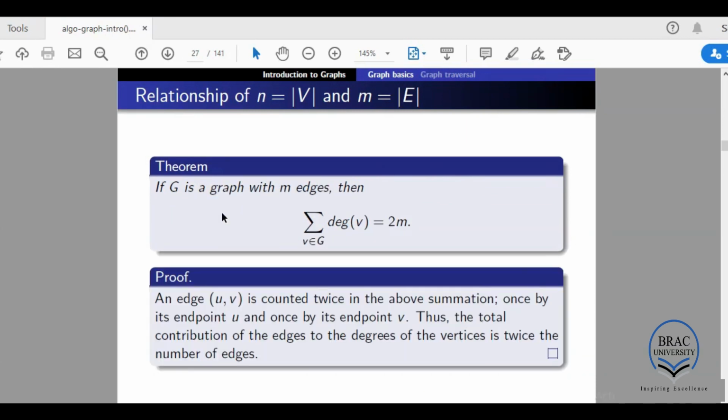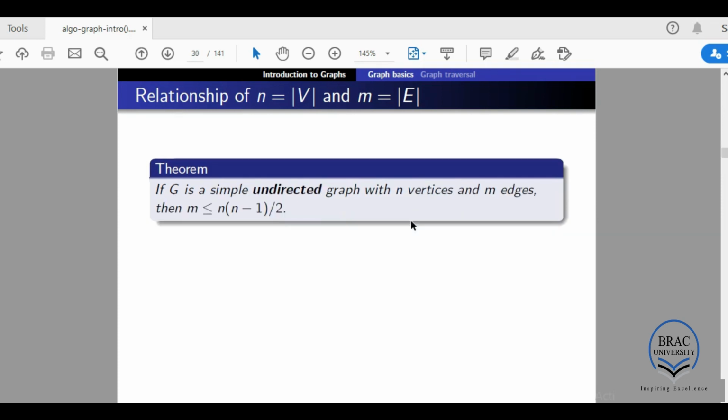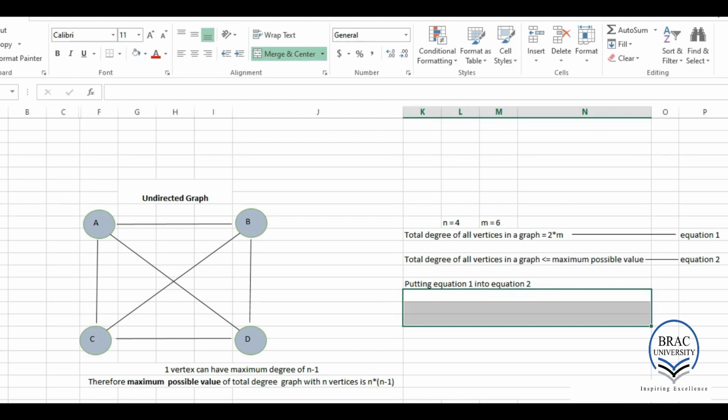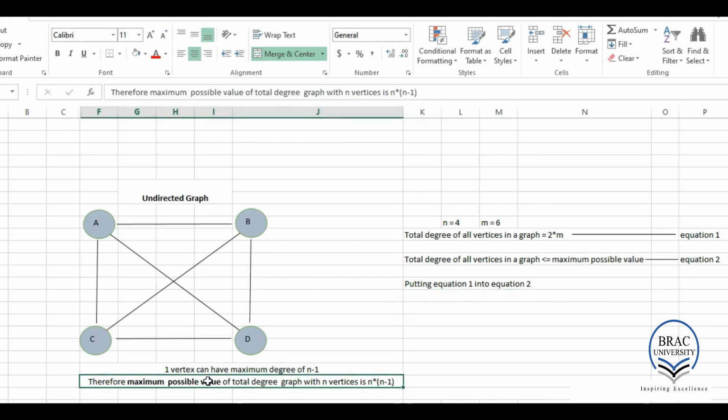Another thing you need to remember is this particular theorem, which I discussed previously. It says that the summation of the degree of all the vertices in the graph is equal to twice the number of edges. So if you remember these two things, we can start the theorem. First, you need to find the maximum possible value of the total degree of all the vertices in a graph.